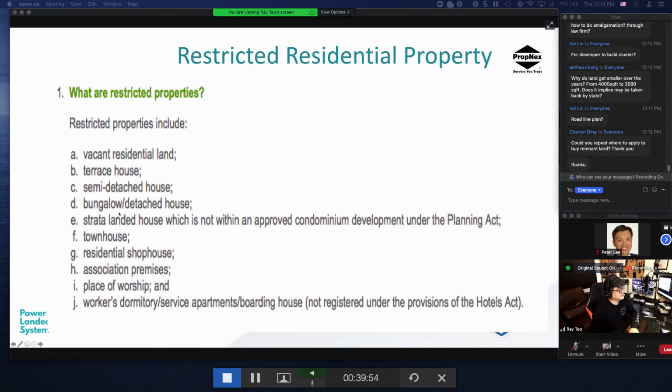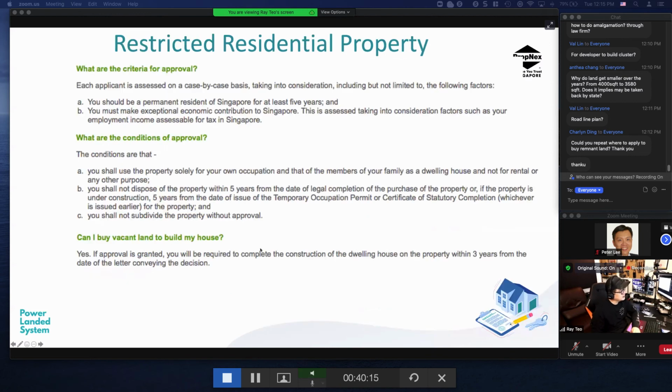Okay, what are restricted properties? All landed, including empty residential land. The shop houses and townhouses, we are talking about residential shop houses. Even partially residential shop houses are restricted land. Also restricted are association premises, places of worship, and workers' dormitories.